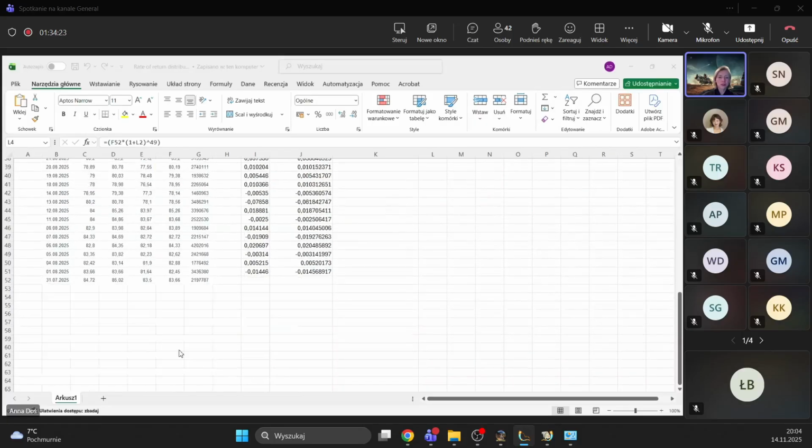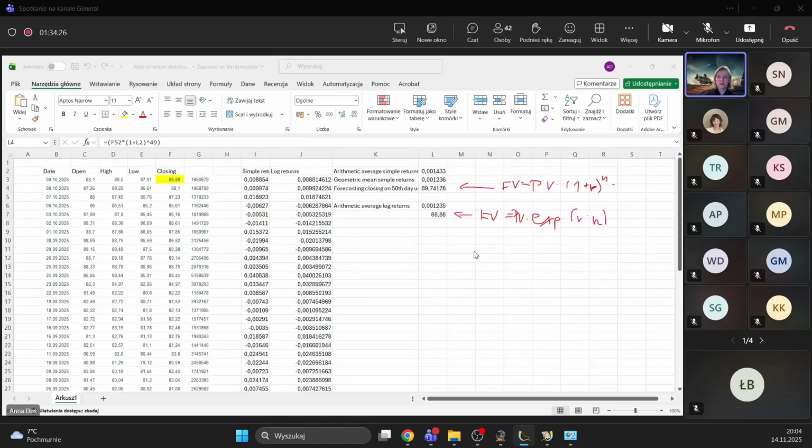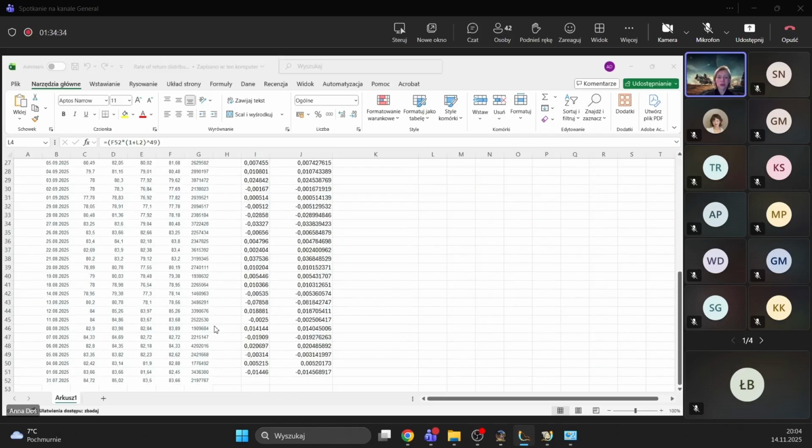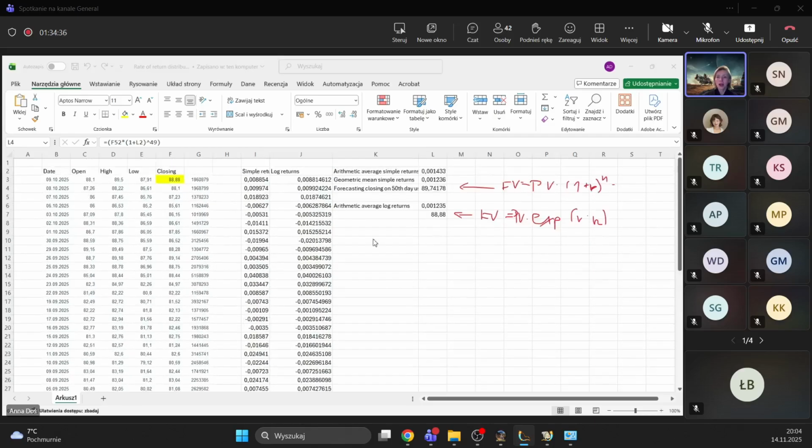The beginning value is here, 83.65, 60 something. R should be the arithmetic average of daily returns. N is 49 because we have 49 time steps. And yet the result is 89.74. So it is overstated. It is much higher than the closing price on this 9th of October. So the arithmetic average is useless and discrete compounding is useless to model and forecast the future value, even if we have the data.